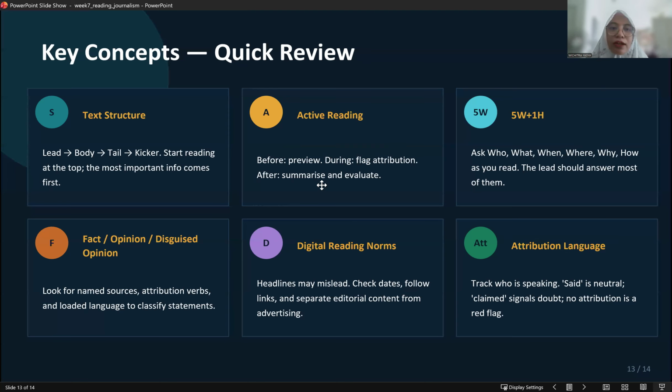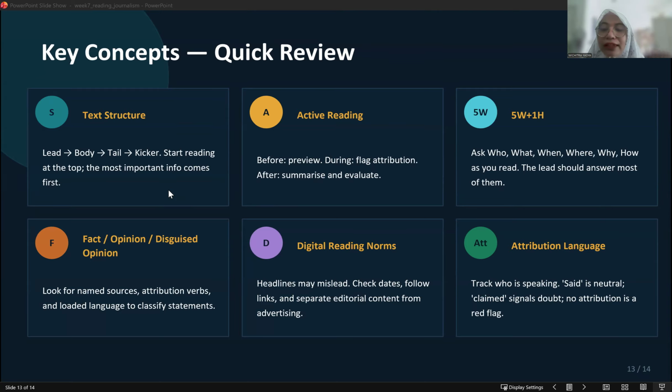Okay, so here we come to the review. I hope you're still with me and you're not confused. The first one is the text structure in an article. When you read the article, start with the lead, body, tail, and kicker. Start reading at the top of the inverted pyramid because the most important information comes first. And do active reading: preview before reading, flag attribution during reading, and summarize and evaluate after you read.